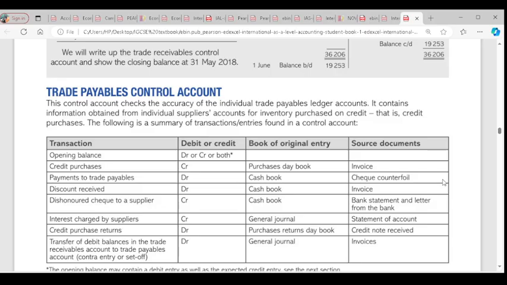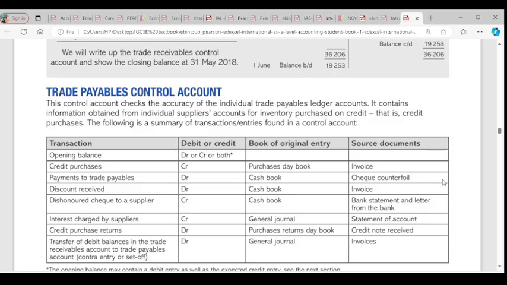So for trade payables, we have opening balance, is it debit or credit? All credit, yes. Credit purchases. That means all the credit purchases, which are from your purchases journal, all what you bought on credit from your suppliers, will have a credit entry. Okay.